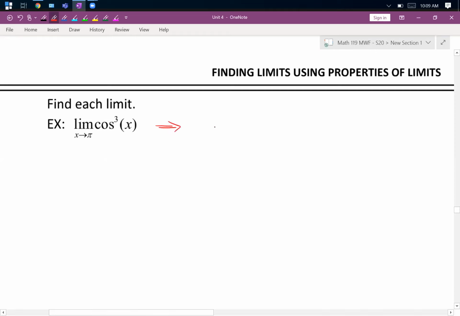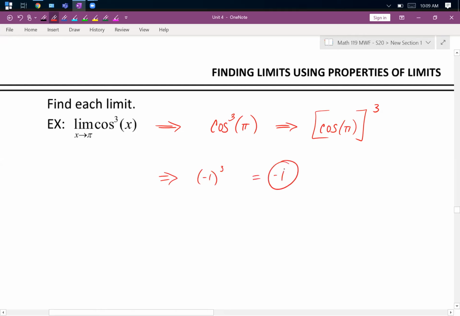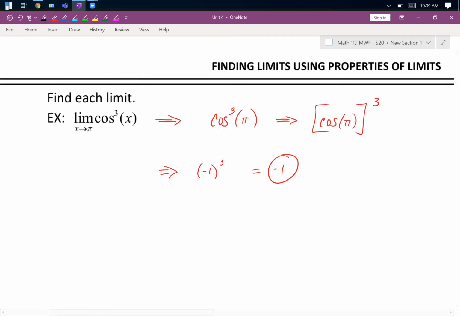So this is going to become cosine to the third of pi, and we know that's the same as cosine of pi cubed. What's cosine of pi? -1. -1, and when we cube that, we get -1. Questions, anybody?